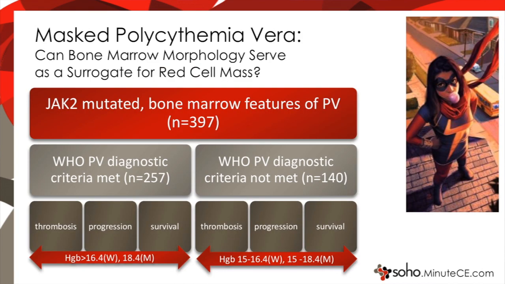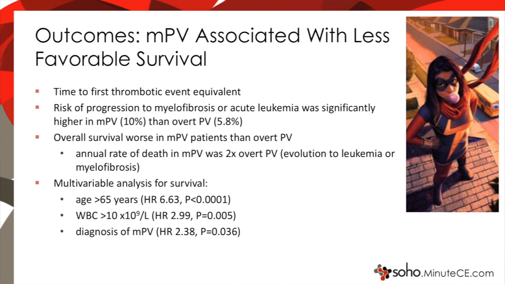So looking at the literature, there's been one case series that's been analyzed of patients with a high hemoglobin but not meeting diagnostic criteria compared to those where diagnostic criteria were met, looking at survival outcomes and risk, and it found that masked polycythemia vera was associated with a less favorable survival, including thrombotic risk and probably a higher risk of progression of disease.